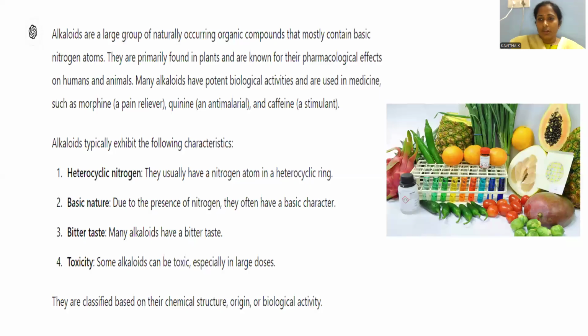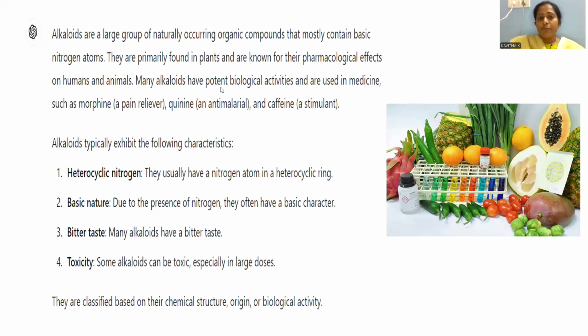Let's go with the concept of alkaloids. First of all, we will see what is meant by alkaloid. Alkaloids are a large group of naturally occurring organic compounds that mostly contain basic nitrogen. So nitrogen is present, and obviously most of the compounds are basic in nature. They are primarily found in plants and known for their pharmacological effect. Most alkaloids are extracted from plant material. Pharmacological means medicinal applications, for human beings and for animals as well.